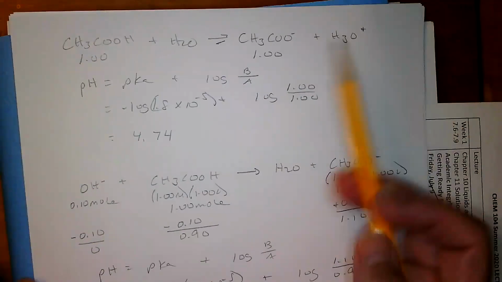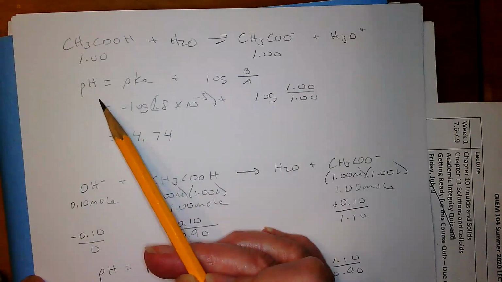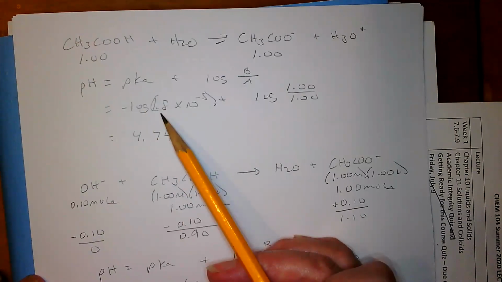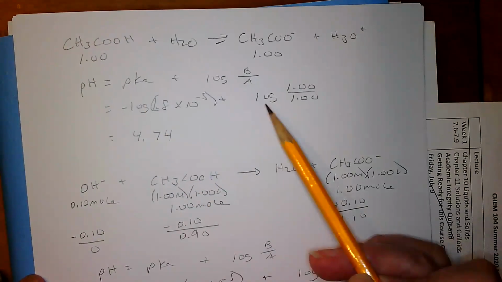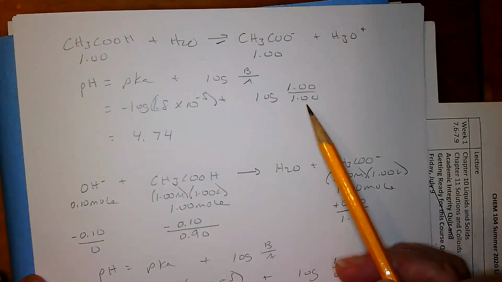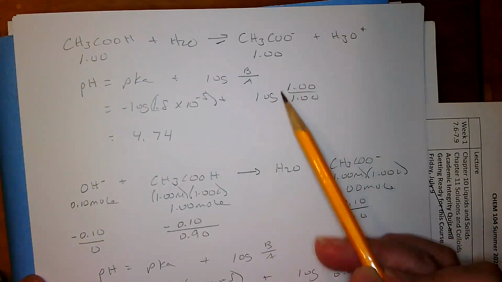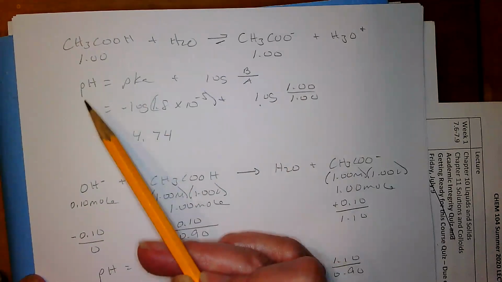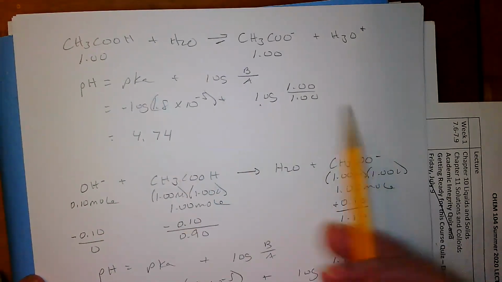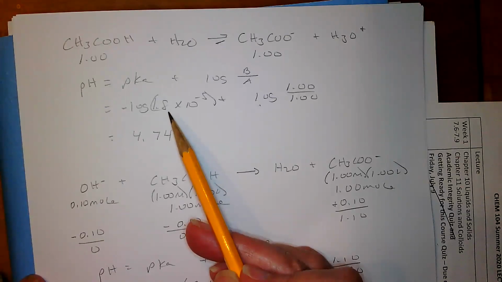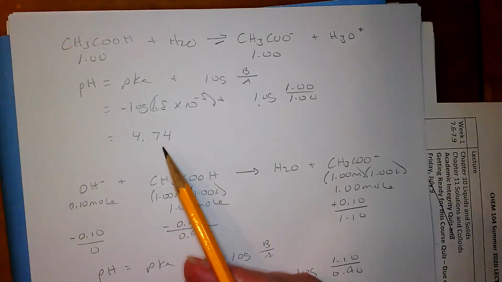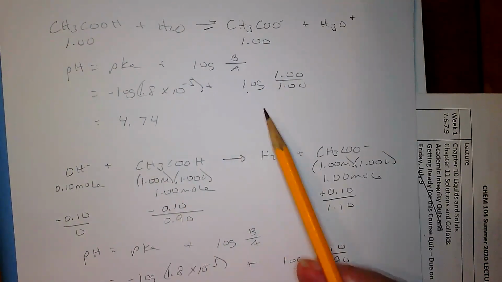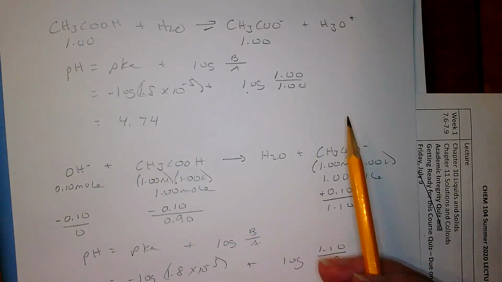There we go. Okay. So to calculate the pH, we'll use the Henderson-Hasselbalch equation. So the negative log of Ka will give us pKa. And then we'll add to that the log of the base over the acid. Now 1 over 1 equals 1. The log of 1 equals 0. So in this case, this buffer, the pH equals the pKa. So the negative log of 1.8 times 10 to the minus 5 gives us 4.74 for our pH. Okay. Questions on how to calculate the pH of a buffer solution?